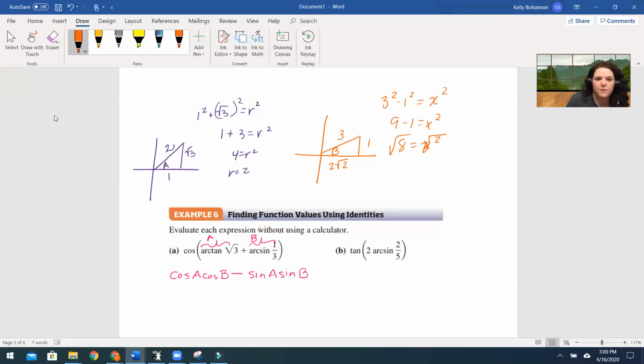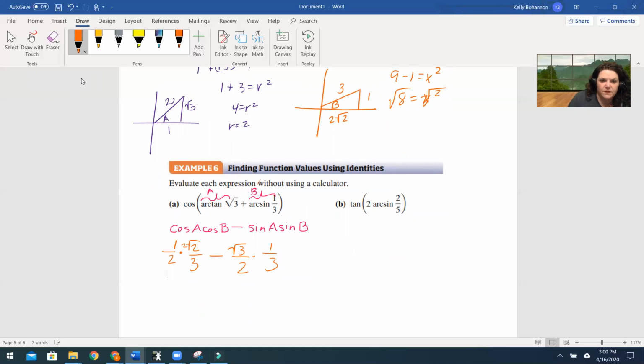All right, so I can do cosine of triangle A. So cosine of triangle A is 1/2. Cosine of triangle B is 1/3. I'm sorry, no, it's not. It's 2 square root 2 over 3, minus sine of A, which is square root 3 over 2, times sine of B, which is 1/3. And then we just simplify. So this is 2 square root 2 over 6 minus square root of 3 over 6, which, because they have a common denominator, I can go ahead and subtract. Nothing simplifies because this square root of 3 doesn't have anything outside of it that I get to simplify with. So that's your final answer.